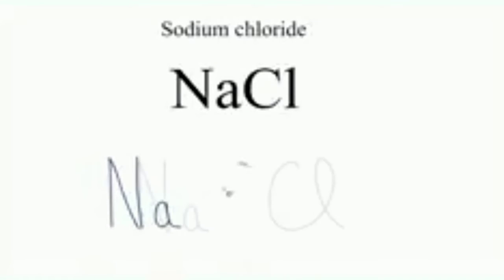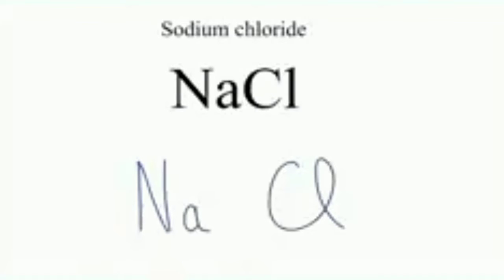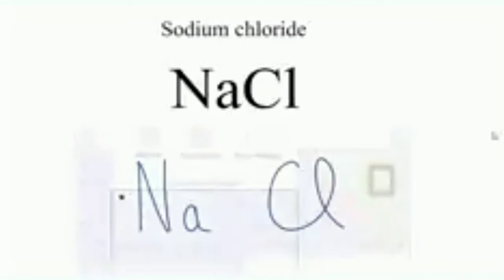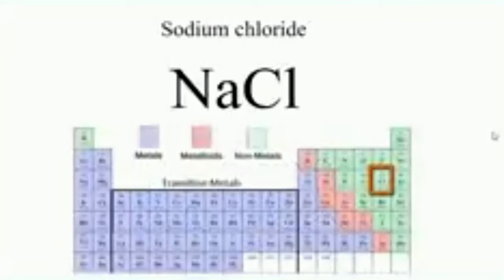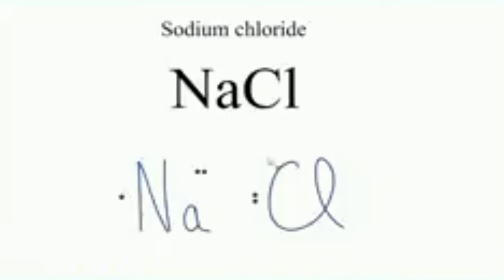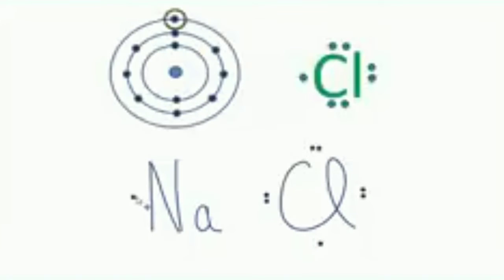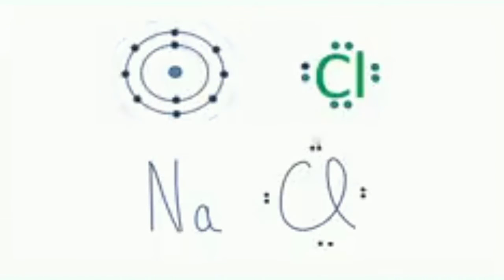Next, we need to figure out how many valence electrons each of these elements has. So we go to the periodic table and we can see that sodium is in group 1 and has 1 valence electron. So let's put it in here. Chlorine is from group 17, sometimes called 7A, and has 7 valence electrons. We say that in an ionic compound, the metal will transfer its valence electrons to a non-metal. So we have 1 valence electron here, and we have to transfer it to the non-metal chlorine. And when we do that, chlorine now has 8 valence electrons.